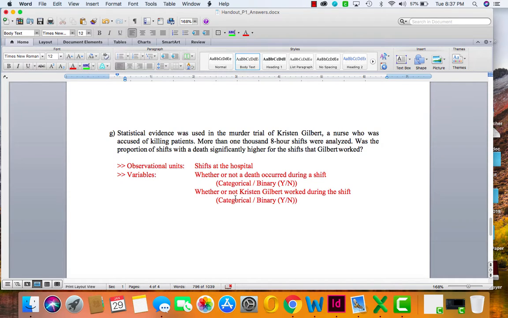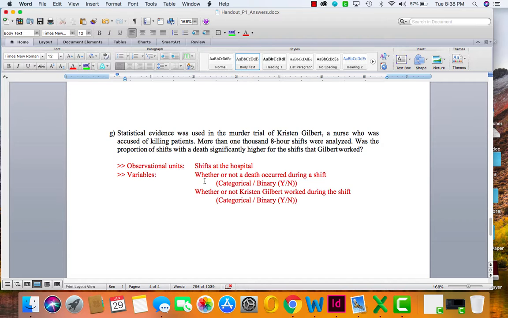In part G, the last one, statistical evidence was used in the murder trial of Kristen Gilbert, a nurse who was accused of killing patients. More than 1,000 8-hour shifts were analyzed. Was the proportion of shifts with a death significantly higher for the shift that Gilbert worked? So based on the question, I already put the answers in there.